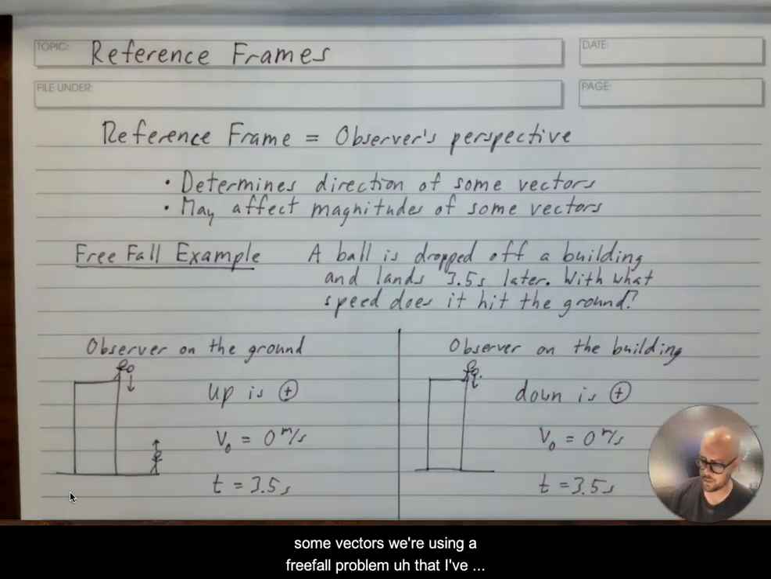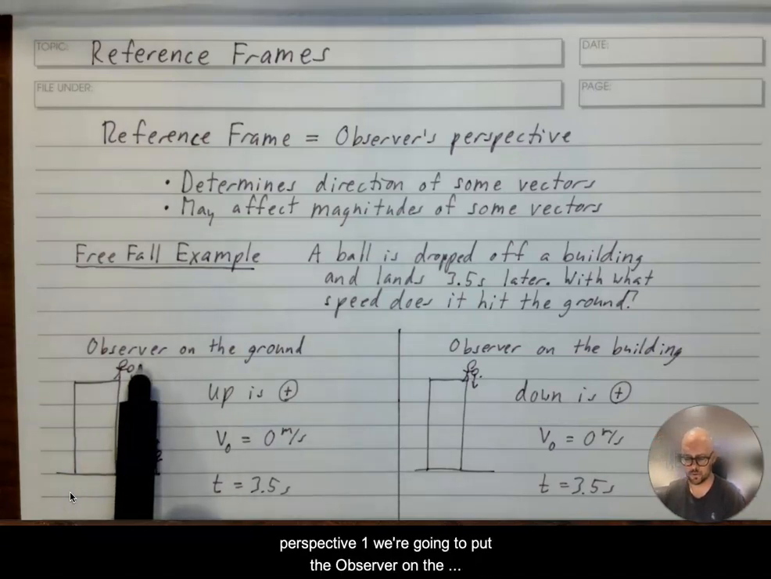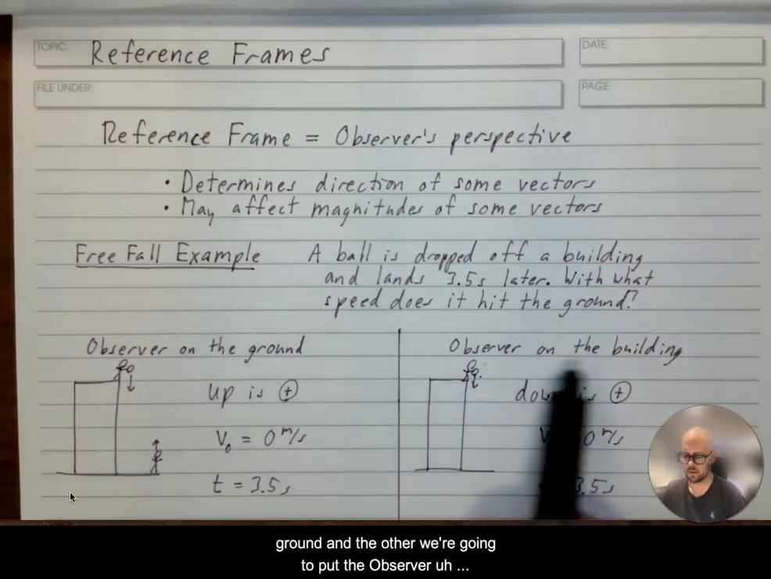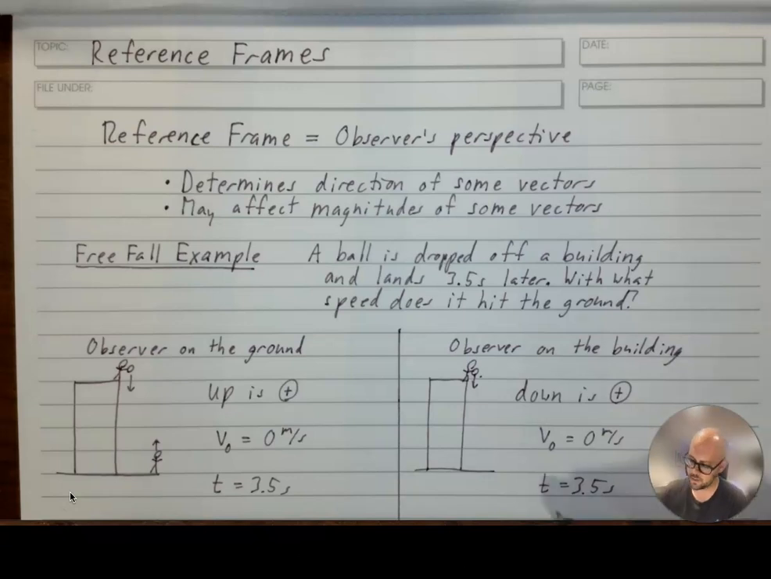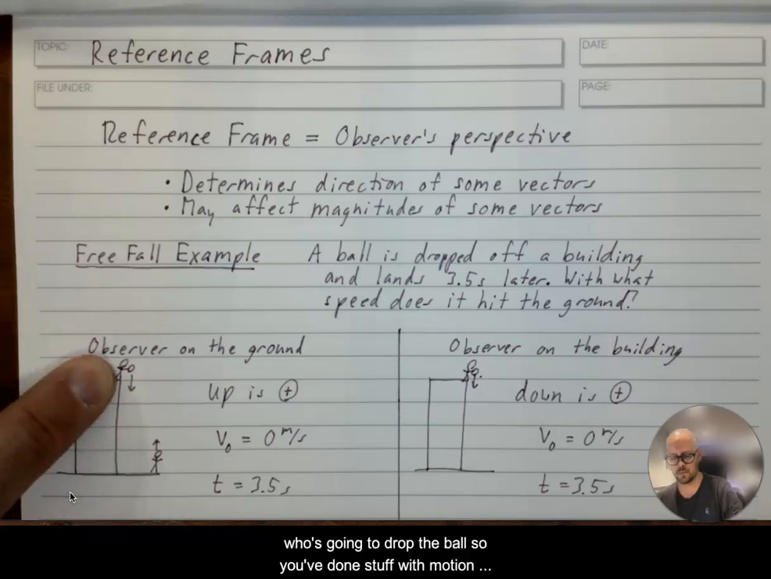We're using a free fall problem that I've started to set up here, and we're going to solve it from two perspectives. One, we're going to put the observer on the ground, and the other, we're going to put the observer on the top of the building. So if you look at the picture, the observer is on the ground here, and there's a person up here who's going to drop the ball.